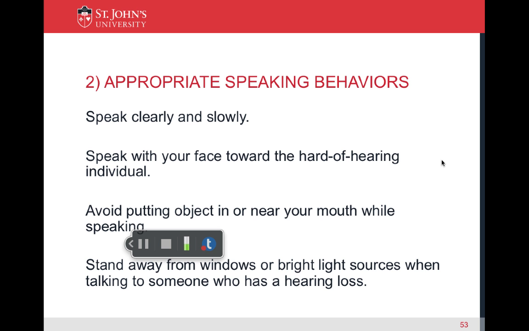You need to speak clearly and slowly with your face towards the hard of hearing individual. Don't put stuff in your mouth. Don't chew gum. Stand away from windows or bright light sources that might shine in the person's eyes. You just need to give them a clear viewing angle.